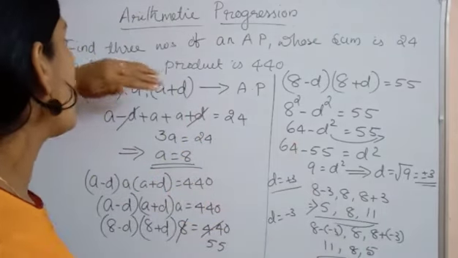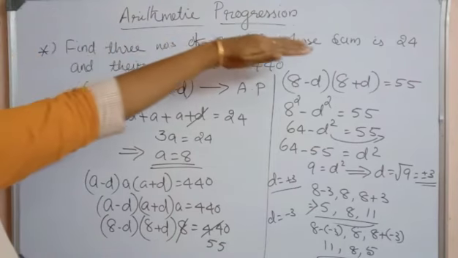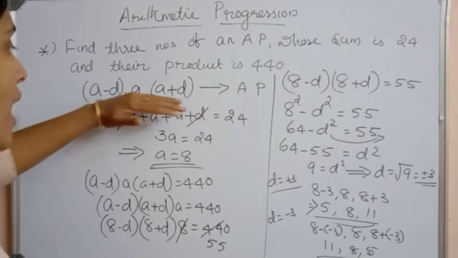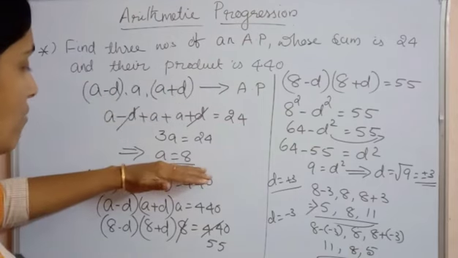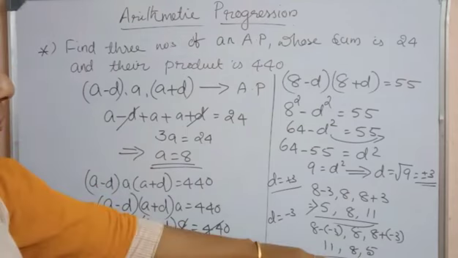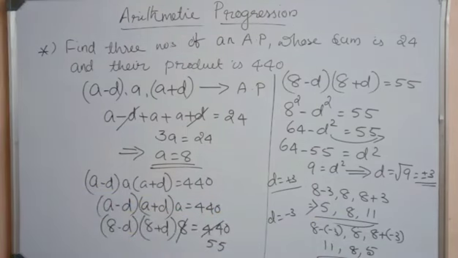So always remember, whenever the sum of 3 terms of the AP is given, you need to consider the terms as A minus D, A and A plus D. Simplify and find the value of A. Then substitute the value in the next condition and simplify it. You will get the required AP.